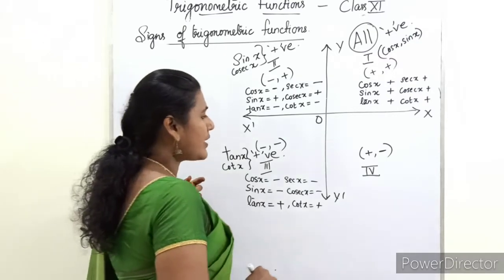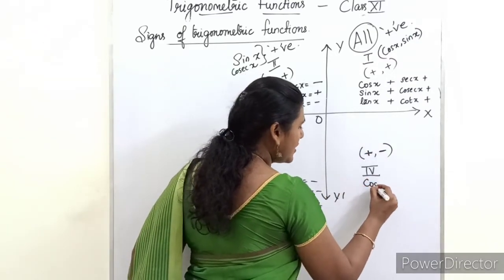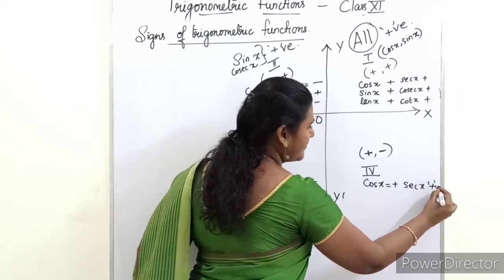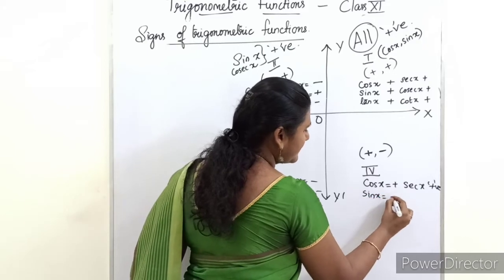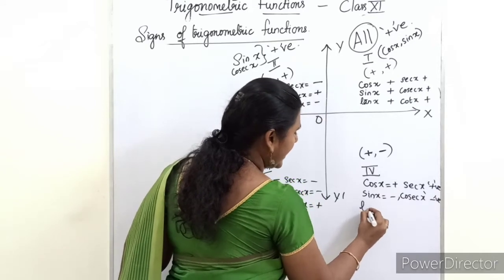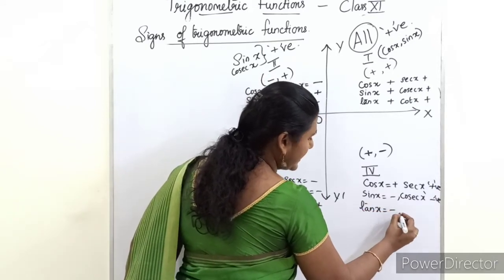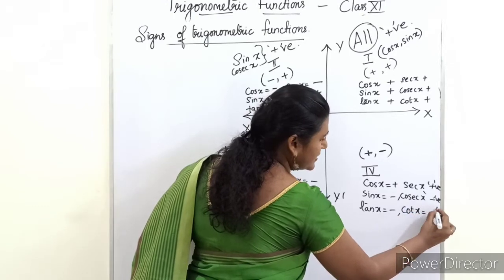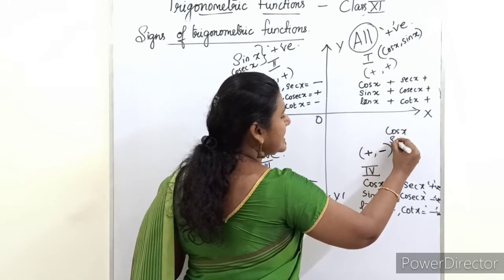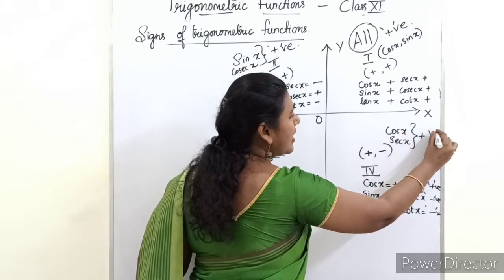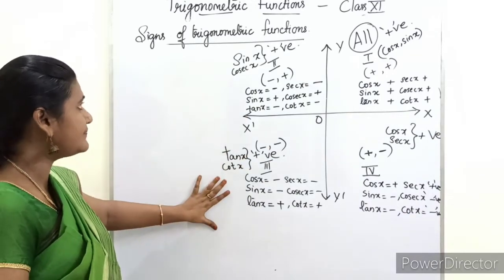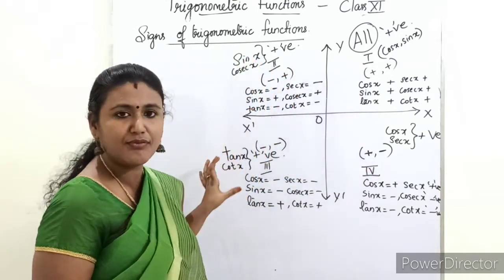Now the fourth quadrant. Here cos is positive, so sec is also positive. Sin is negative, so cosec is also negative. Then tan x is sin by cos, which is negative, so cot x is also negative. So in the fourth quadrant, cos x and sec x are positive. Only these two are positive in the fourth quadrant. So this is how the signs of the trigonometric functions work in the four quadrants.